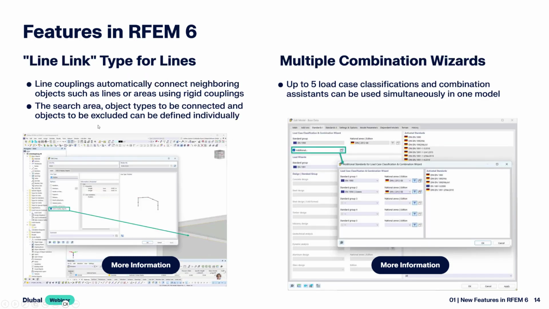Then the link type for lines, similar feature as the node connection that I just showed you, the nodal link. If you have, for example, two surfaces, a slab and a wall, you can connect them with the same procedure that I showed for the nodal link. Then multiple combination wizards are possible now. I showed it also in the program.